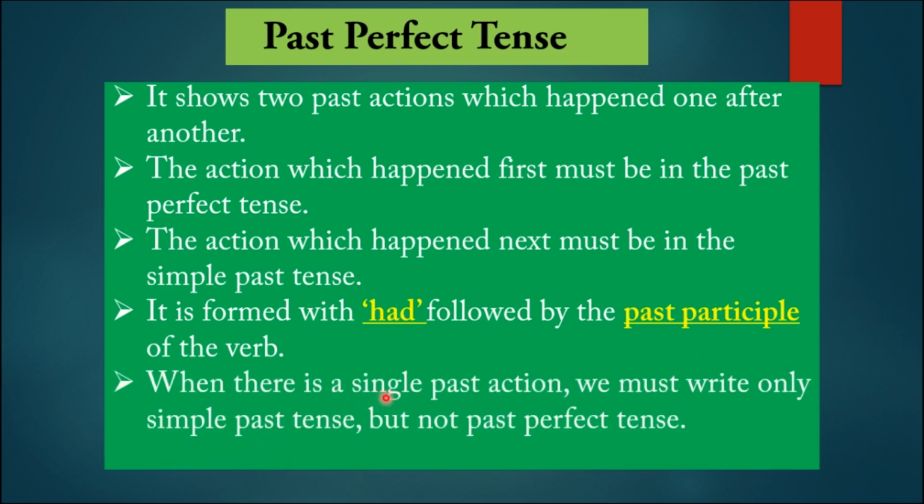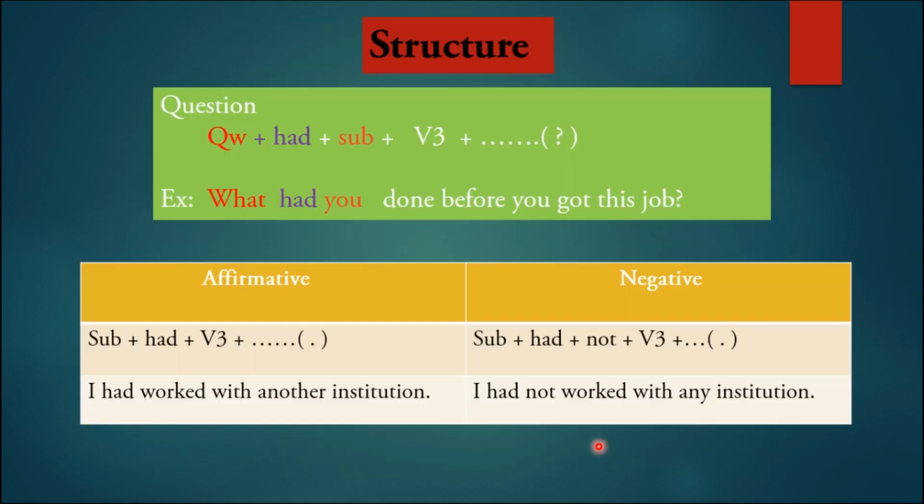When there is a single past action, for example, here I told two past actions, but if you want to say only a single past action, we write only simple past tense, but not past perfect tense. It's a very important point. Children, do you understand? Good. Now structures. This is the time for structures.